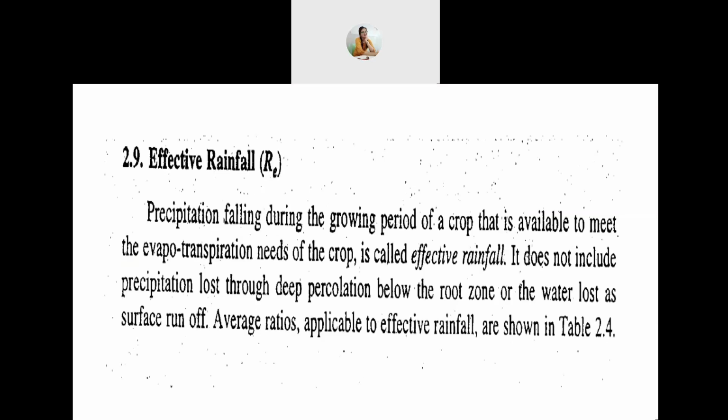The next topic is effective rainfall, denoted by capital R suffix E. Precipitation falling during the growing period of a crop that is available to meet the evapotranspiration needs of the crop is called effective rainfall. It does not include precipitation lost through deep percolation below the root zone or the water lost as surface runoff. Average ratios applicable to effective rainfall are shown in table 2.4 in our next slide.